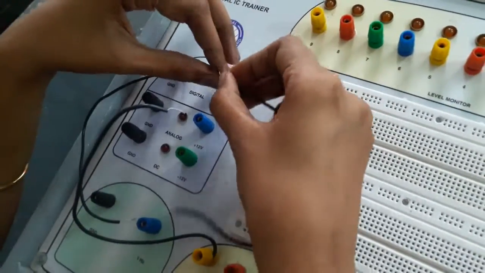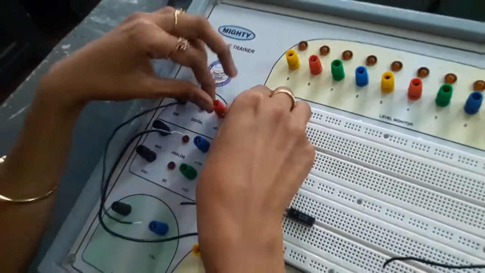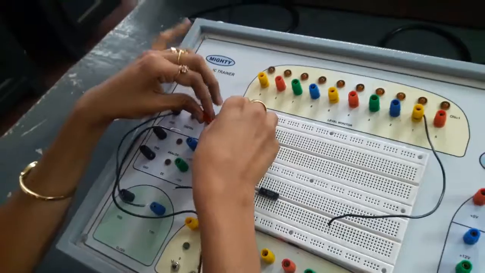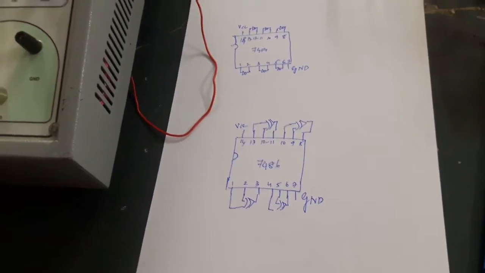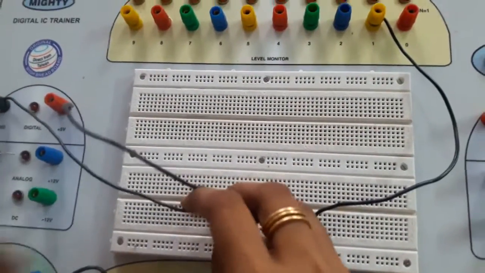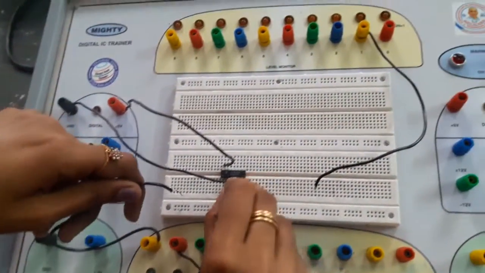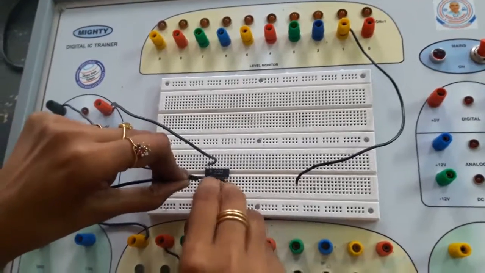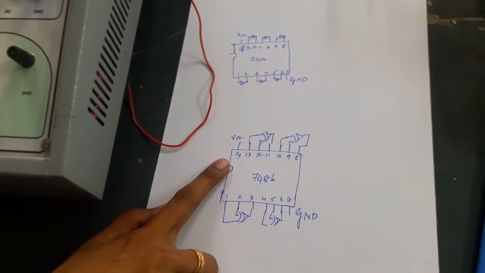Just insert your wire inside the hole. Tighten this button and connect it to the 14th pin. Then the ground, similar to that, connect the ground in the 7th pin. These are my 2 inputs. I am connecting inputs in pin number 1 and pin number 2. From the pin diagram you can see that 7th pin is the ground, 14th pin is VCC.